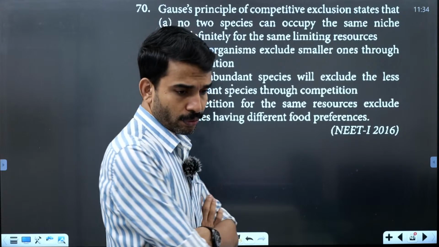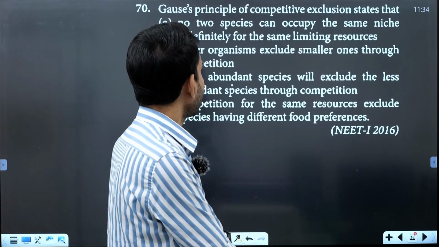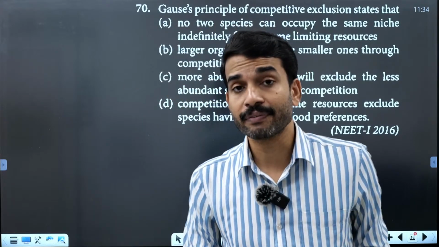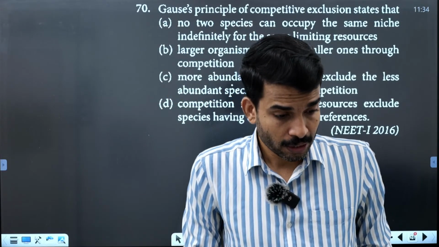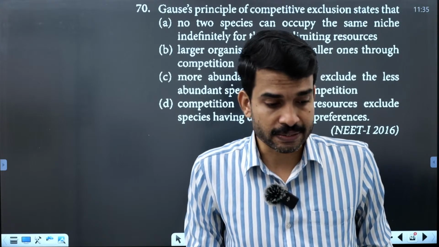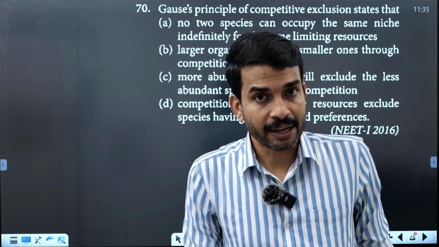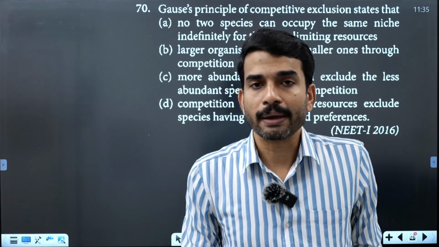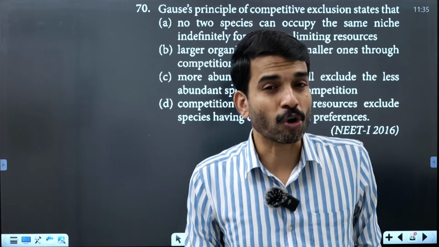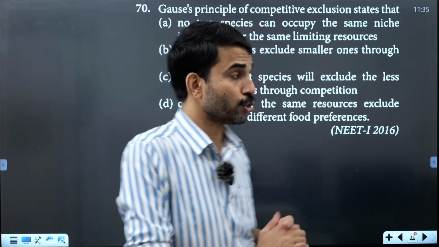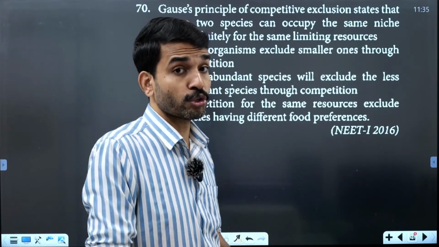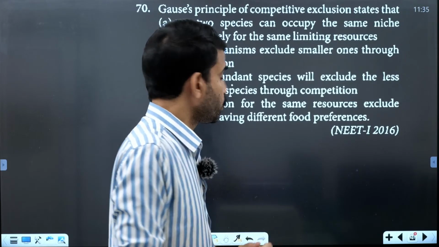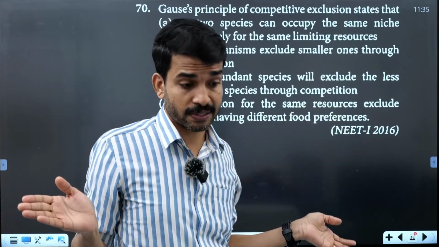Okay, Abhay, you guessed B, larger organisms exclude smaller ones through competition. There is an example given with Balanus and Chthamalus, right? That you remember, competitive release, a phenomenon we studied. There, Balanus was bigger in size, but Chthamalus was smaller. So that example they have cited in the textbook. But for the last one, just take option D. They are telling that competition for the same resources excludes species having different food preferences.